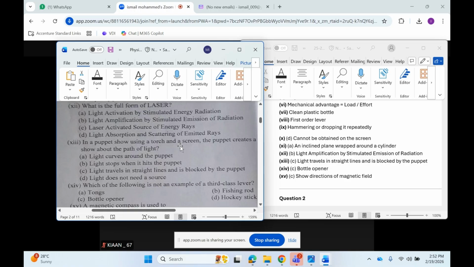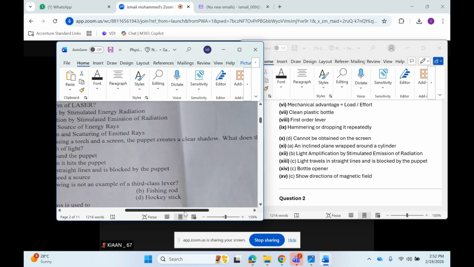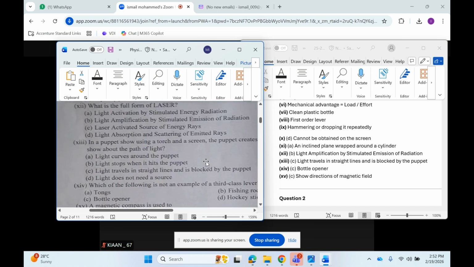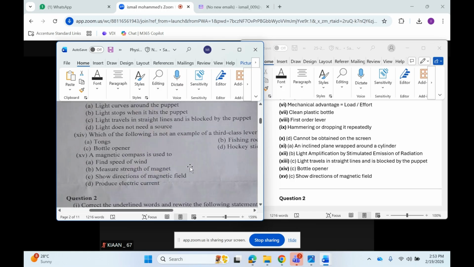In a puppet show using a torch and screen, the puppet creates a clear shadow. What does this clearly show about the path of light? Light travels in a straight line and is blocked by the puppet. So that is the answer.